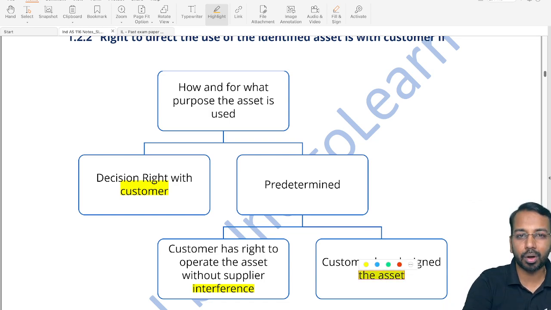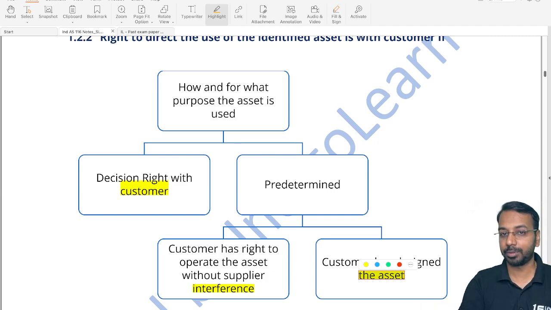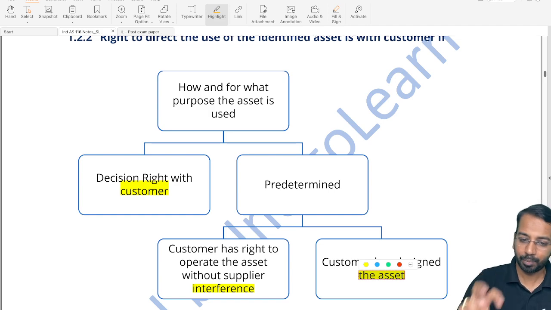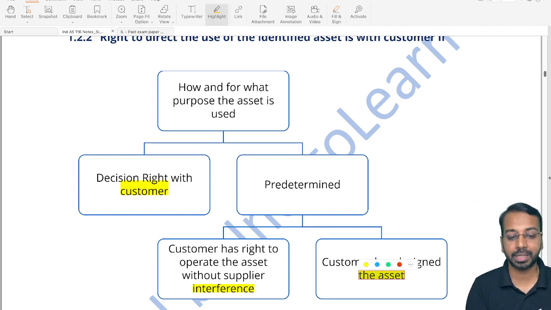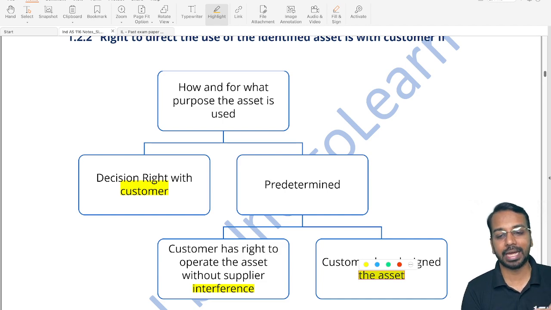Not very important for us to go into detail, right? So I will not be covering this part in too much detail because it will again create confusion. But just remember these two aspects: if the decision is with the customer, that is, the customer decides how to use the asset and for what purpose, then we say that the rights are with the customer. The customer has the right to direct the identified asset, hence it will become a part of the lease.